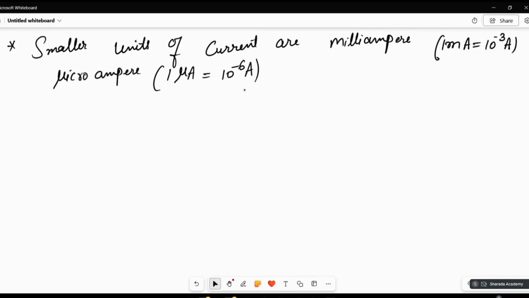Milliampere and ampere is like grams and kg. Correct? If you want to write kg in terms of grams, we write 1000 grams, or 1 gram is equal to 10 to the power of minus 3 kg. Same thing. Here also, we have smaller units. One is the milliampere, symbol small m, equal to 10 to the power of minus 3 ampere. Another one is the microampere. Micro is 10 to the power of minus 6 ampere.